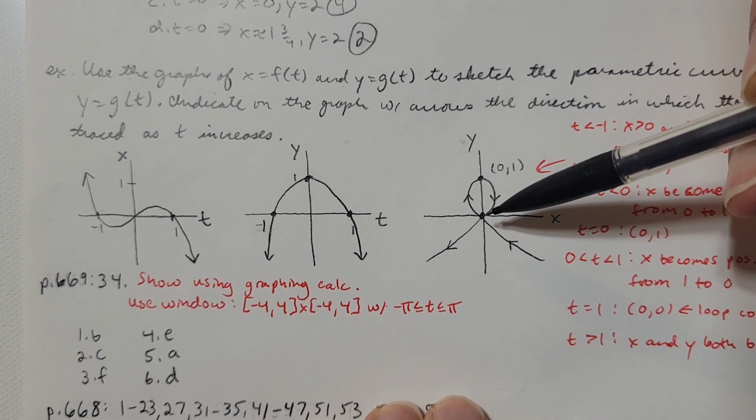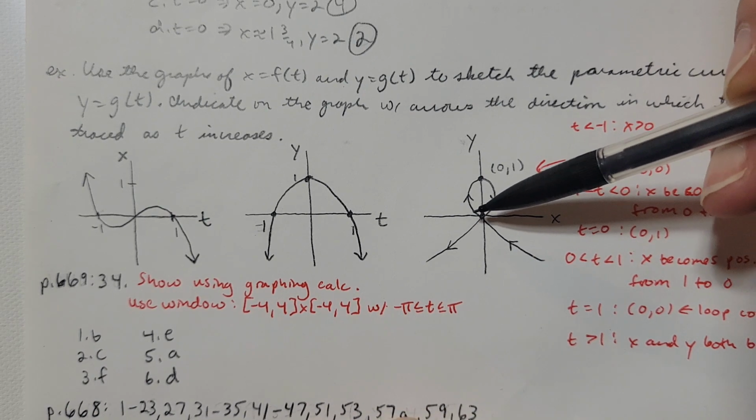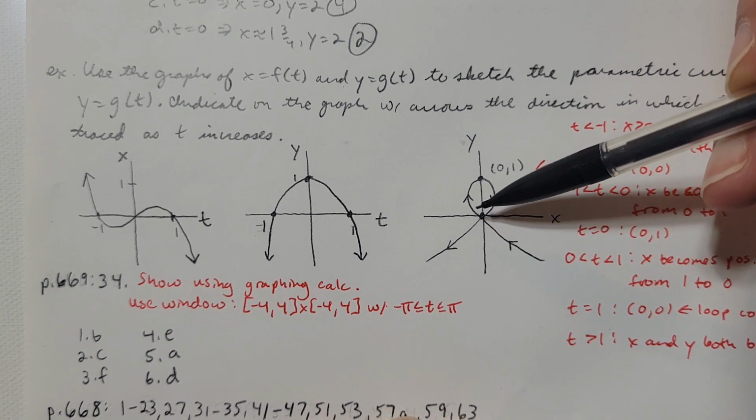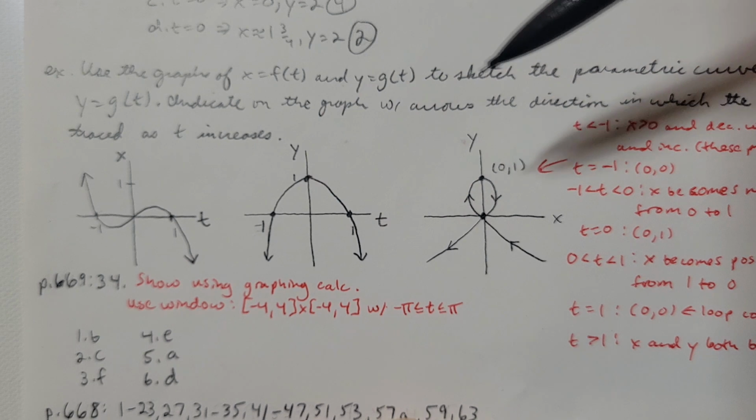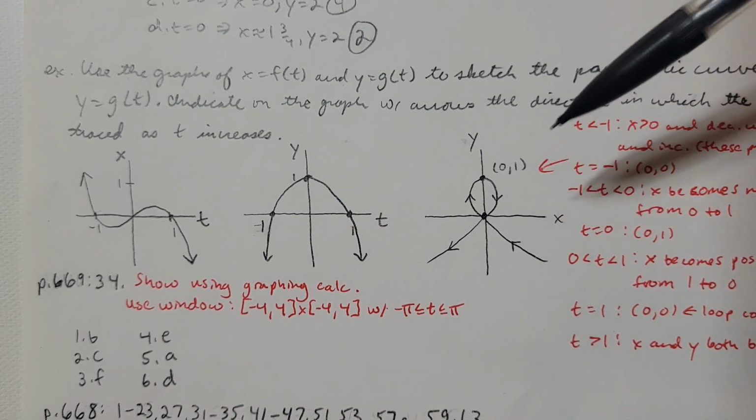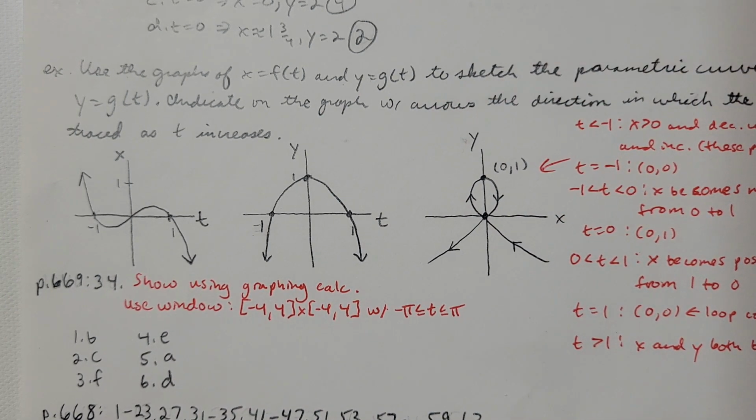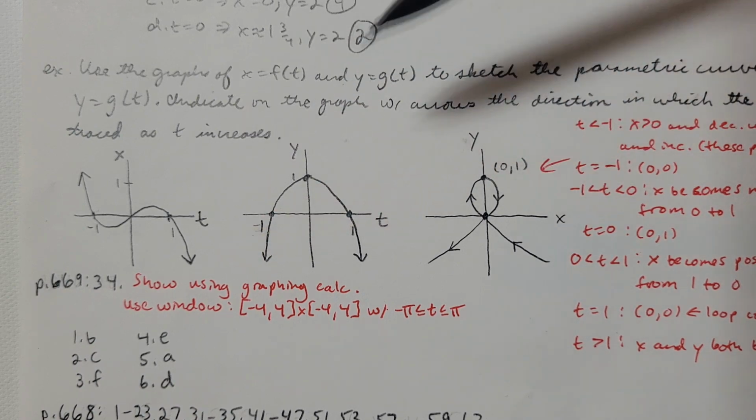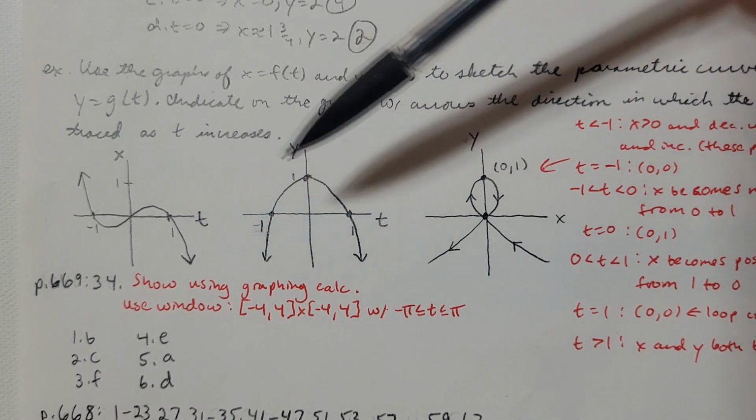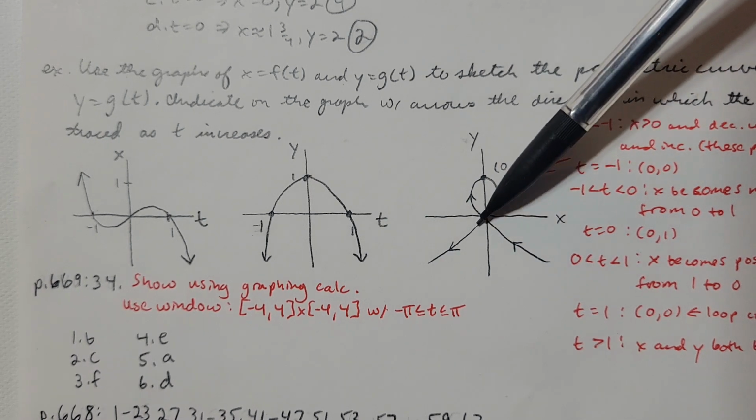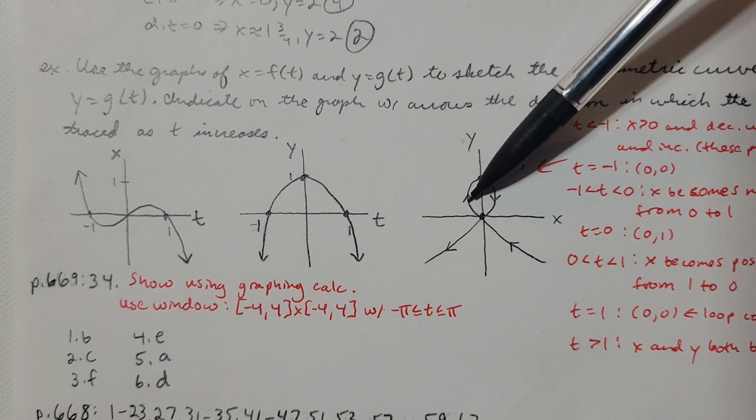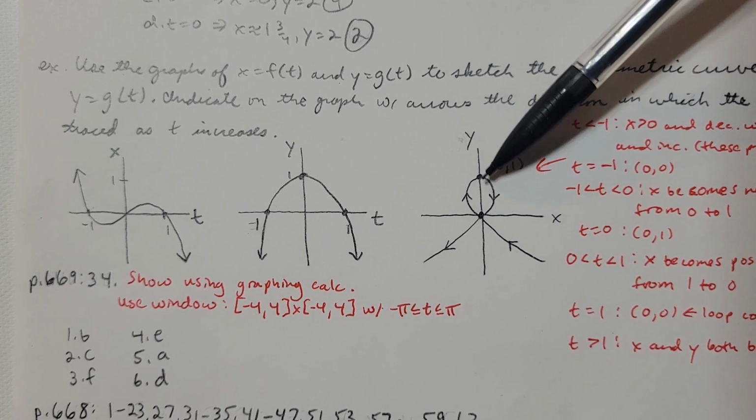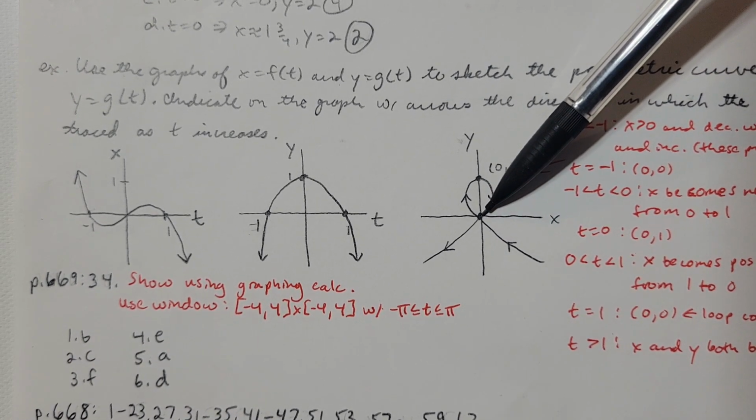And I said that x is decreasing. So we're going to go to the left of the origin, and then we're going to go to the right of the origin until we get to the point (0, 1). And then if t is 1, x is 0, and y is 0. So I'm going to cross the origin again. I'm going to go like this, and right now I'm at that point. I know I'm going to cross the origin for a second time.